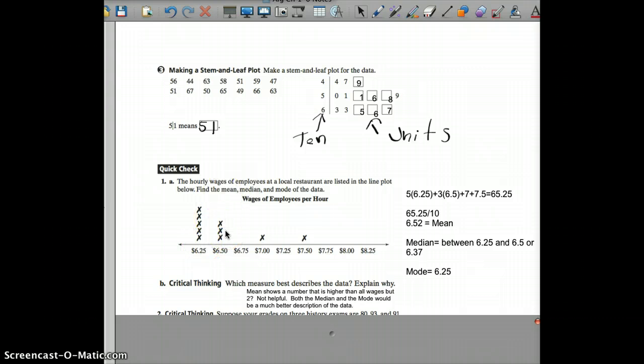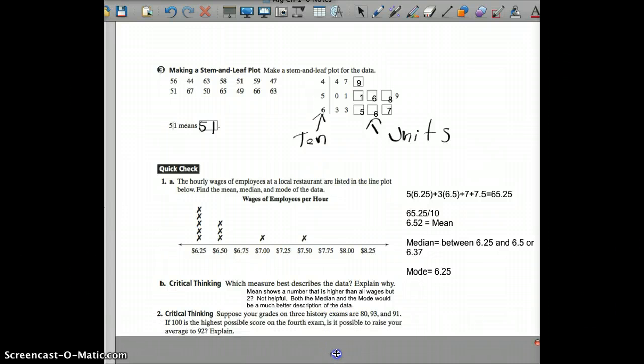So I think the case could probably be made for either the median or the mode to be the better measure of central tendency as opposed to the mean. The mean is definitely not a good choice in this case. However, you could make the case for either median or mode, whichever you prefer.